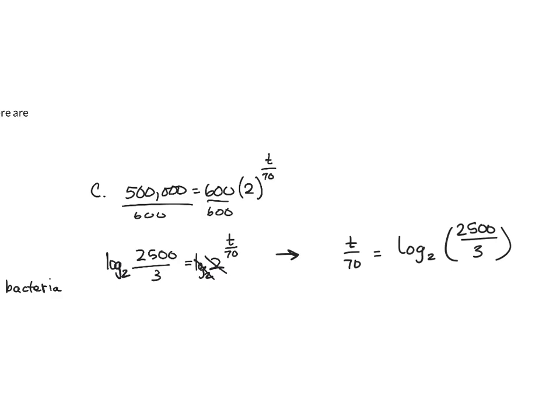It's not a huge problem, but log base 2 is not something you can do on a calculator. If you remember from section 4.4, when we did the change of base formula, you would want to rewrite this logarithmic expression using the change of base. So this would be log of 2,500 thirds divided by log 2. That's just using the change of base formula, so we change it into the common log.